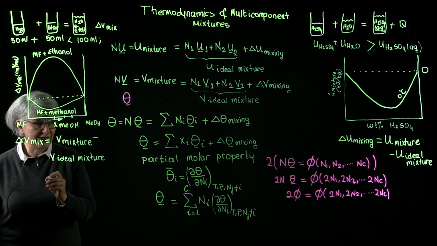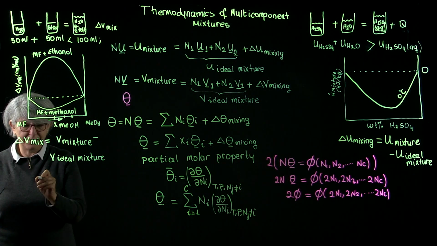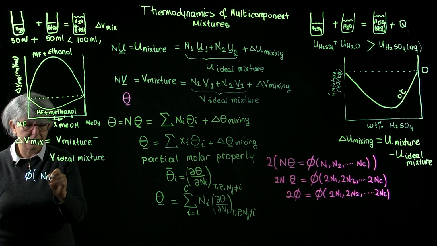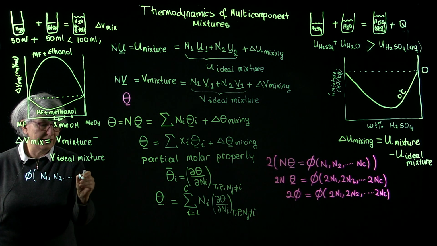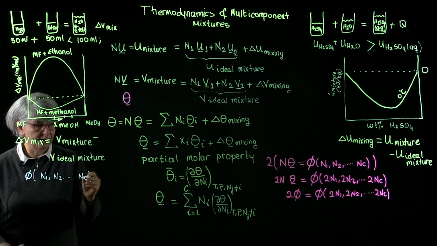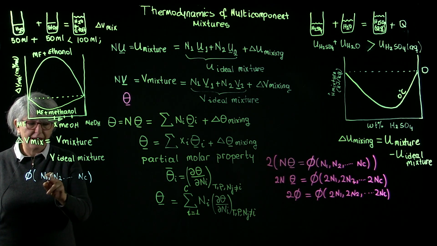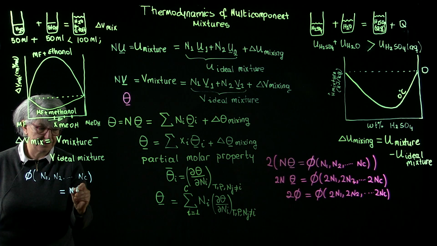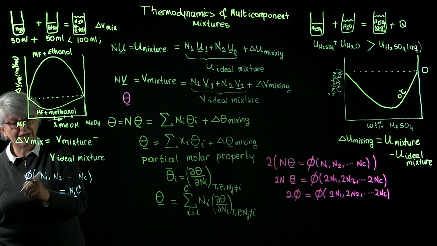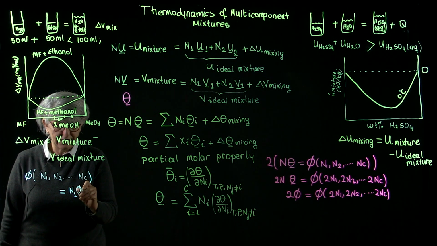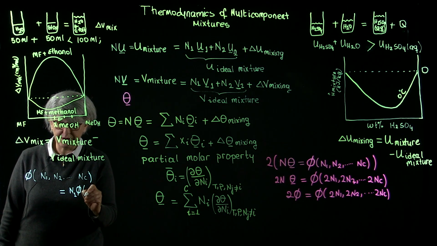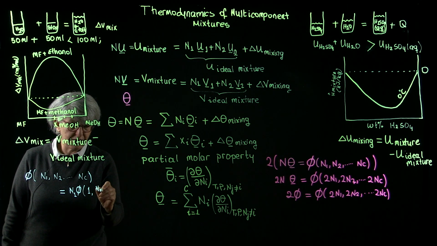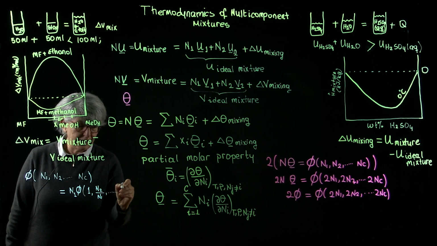I'm going to do this in a different color. So I'm going to have phi of n1, n2, n sub c, and I will just make this equal to n1 times phi. I will just take n1 out of the equation. I will divide all of the parameters, all other parameters, by n1. n1 divided by n1 is 1, n2 over n1, and n sub c over n1.